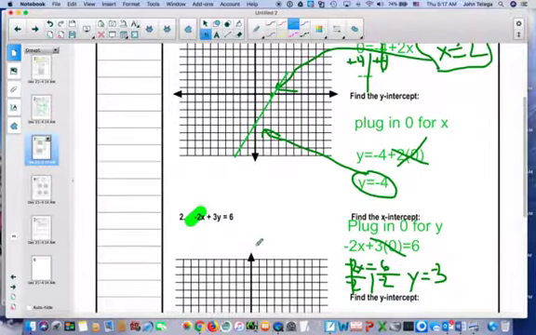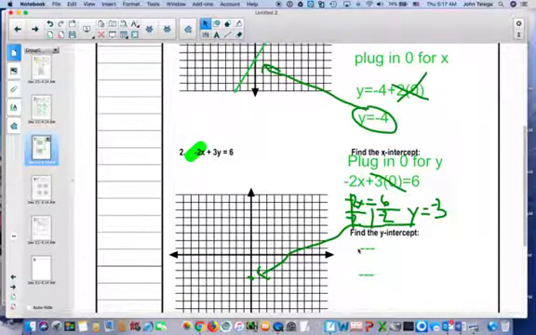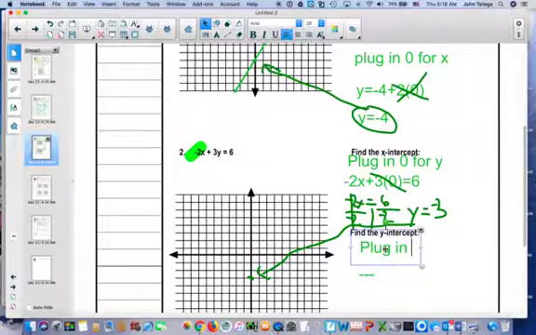So if I find my y-axis right here, and I go 1, 2, 3, that's where my point's going to be, right there. Okay, then let's do the same thing, but we will 0 out the x. Plug in 0 for x this time.